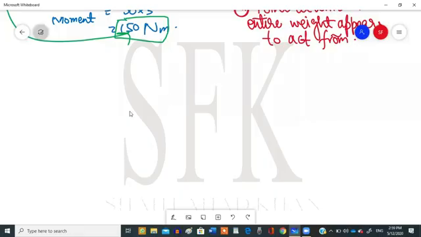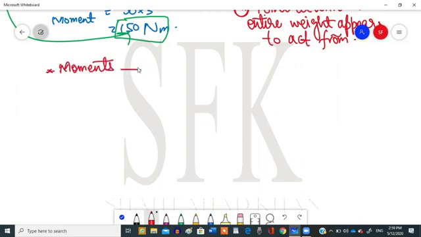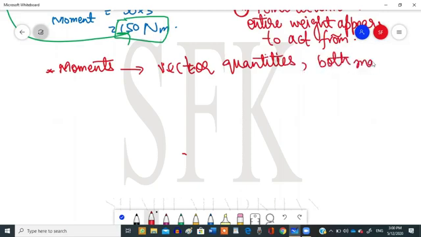Okay, let's move on. The next thing that we need to deal with is the clockwise moments. Let me tell you that moments are vectors. Do you guys know what vectors are from your O-levels knowledge? Moments are vector quantities. They have magnitude and direction. This is what a vector is.